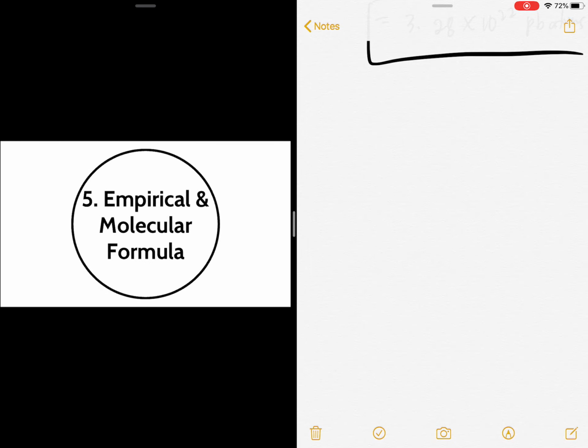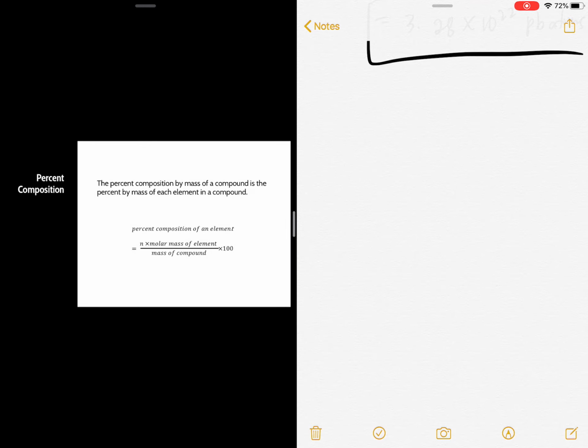Okay, so this is part 3 of our lecture on stoichiometry, and for this part, I'm going to discuss first the percentage composition. The percentage composition by mass of a compound is the percent by mass of each element in a compound, okay? So basically, ang ibig sabihin lang nun, for example, meron tayong ammonia.